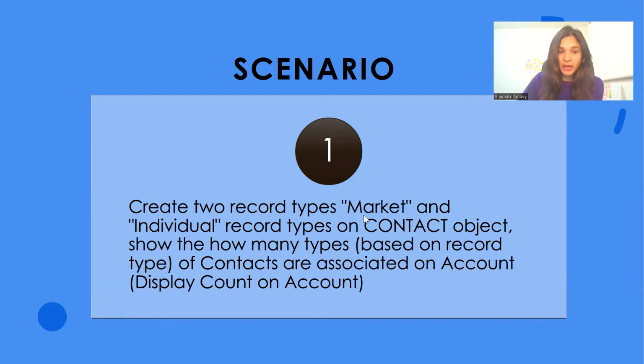Create two record types, market and individual, on contact object, and show how many contacts of each record type are associated on account. Display count on account. All right.